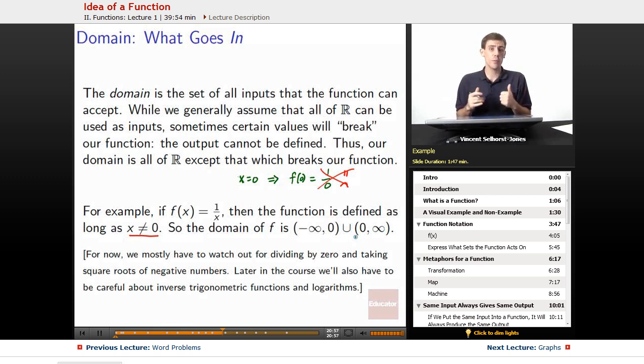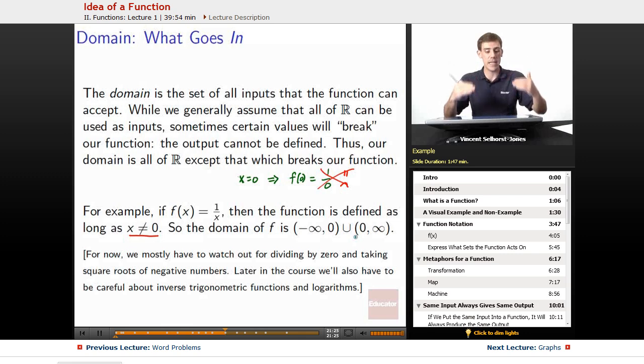So right now, we only really have to worry about dividing by 0 and taking square roots of negative numbers. Those are the things to watch for. That's where our domain will break down. Later in the course, we'll have a little bit more to worry about. We'll also have to worry about inverse trigonometric functions, which are only defined over certain values, and also logarithms, which have some parts that they're not allowed to take either. But right now, it's just dividing by 0 and taking square roots of negative numbers, and much later in the course we'll think about those other ideas as well when considering what can go into a function.